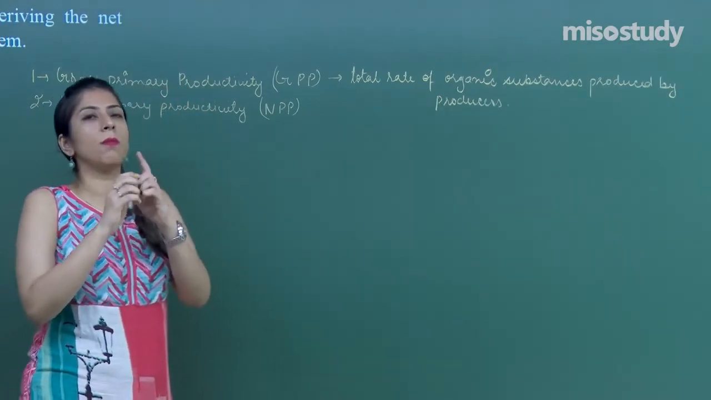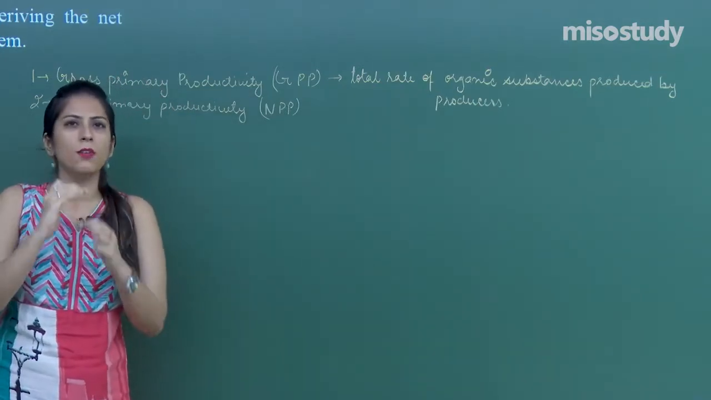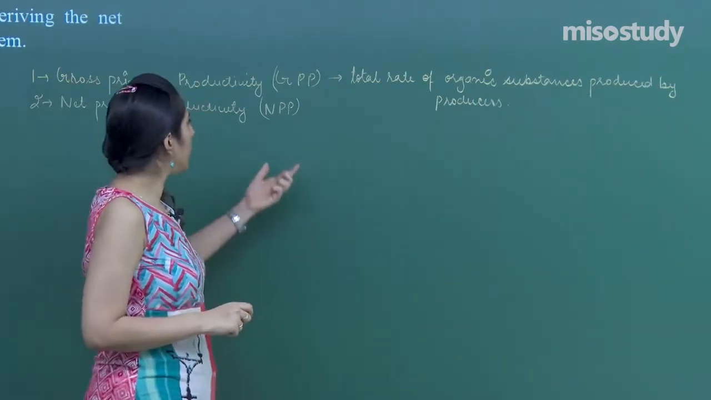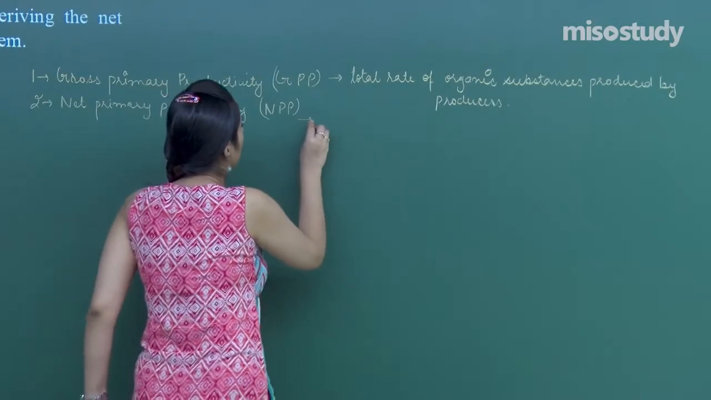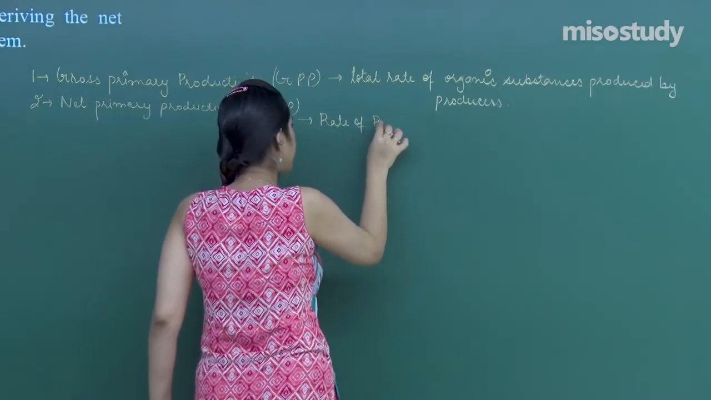Now, GPP is a very broad term, but NPP is a little lower than the GPP. Now, what is the NPP? That is the rate of biomass production.